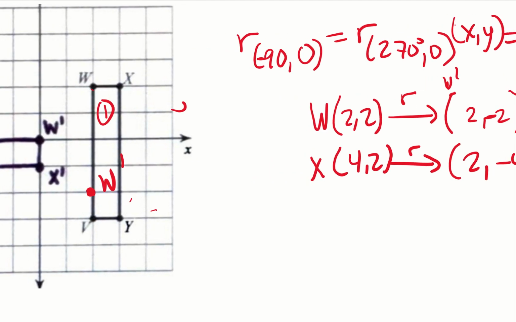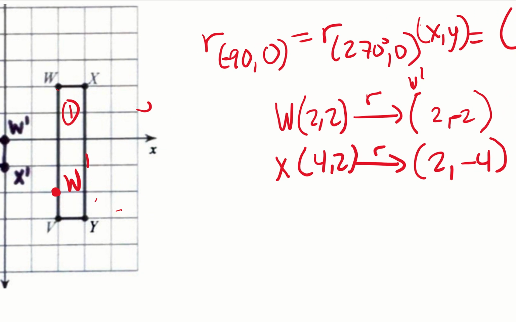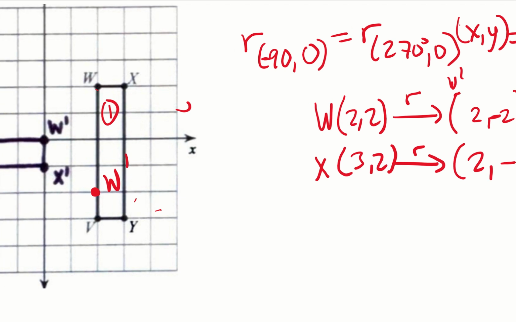Let's see. It's not going to be 4, 2, is it? Yeah. Okay. So 1, 2. This X is 3, 2, not 4, 2. I apologize for that. So this is going to be -3. So it's going to be over here. So this is going to be X prime.